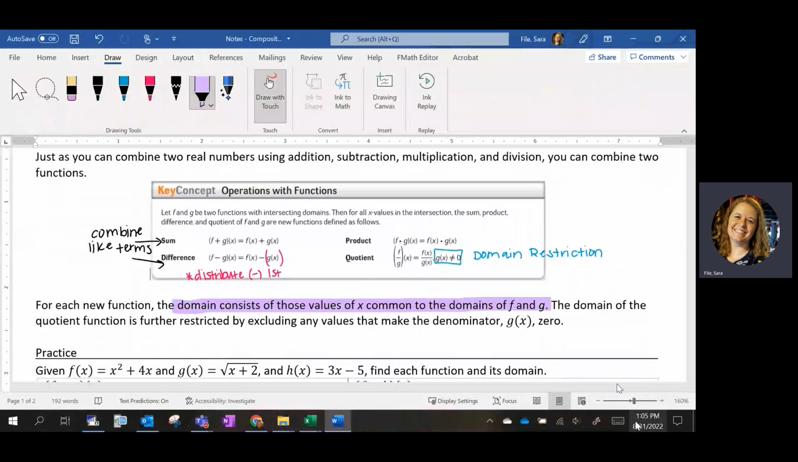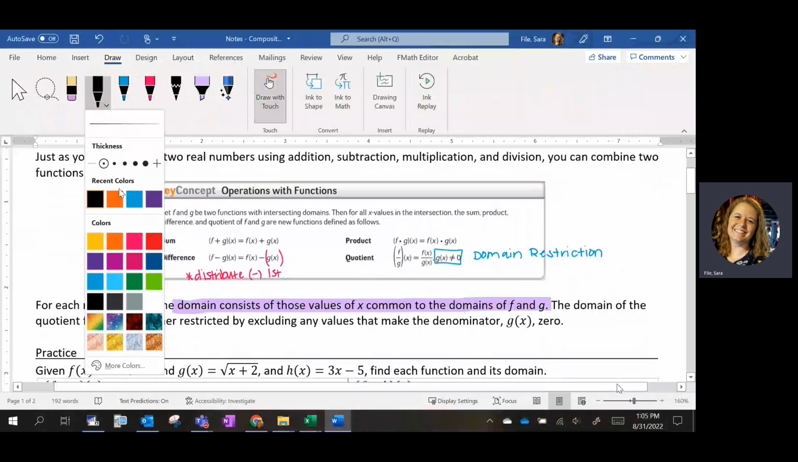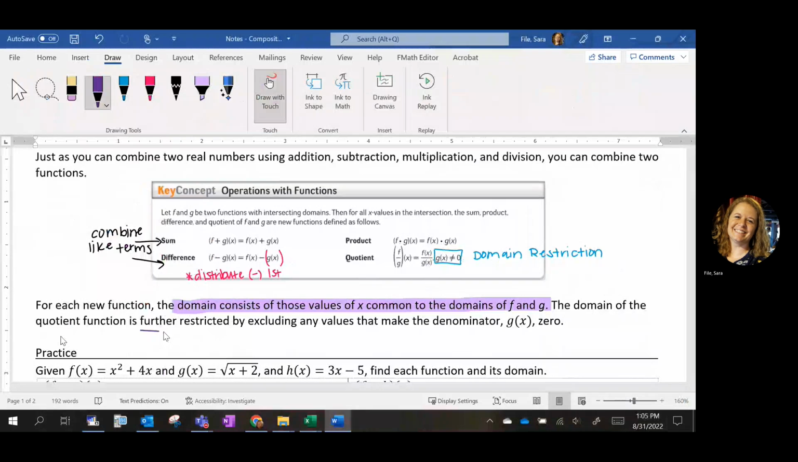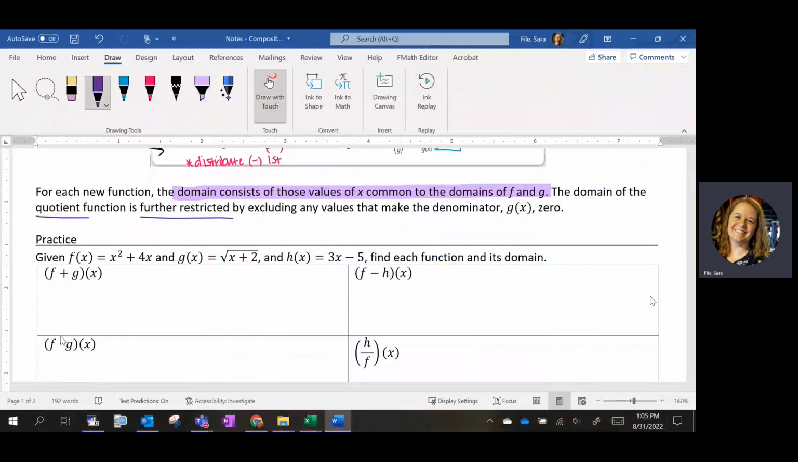except for the quotient. The quotient is the special case where it can be more restrictive than the original. The domain of the quotient can be further restricted because of the denominator. We're going to look at that in the practice examples that we're going to do here.